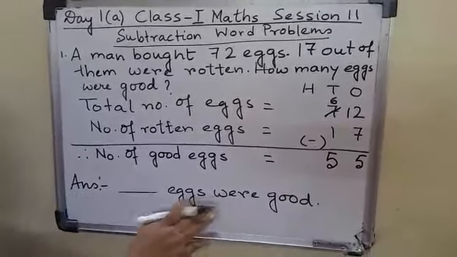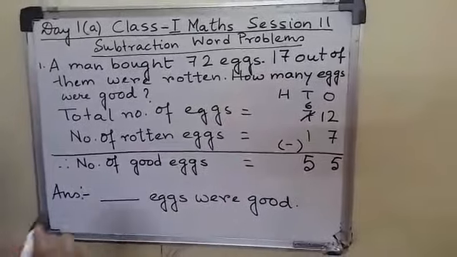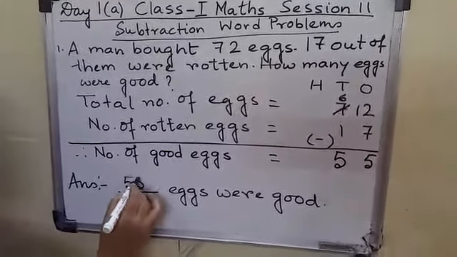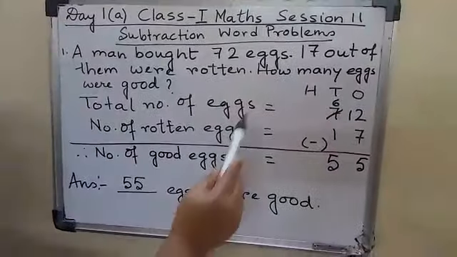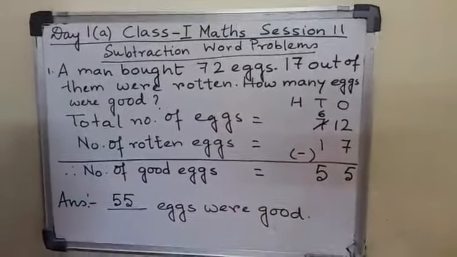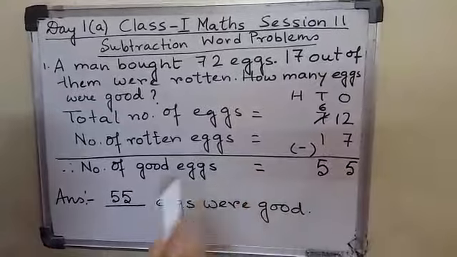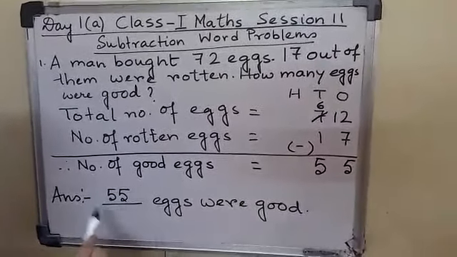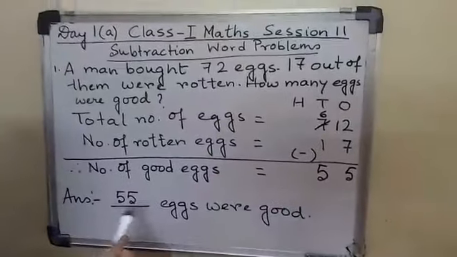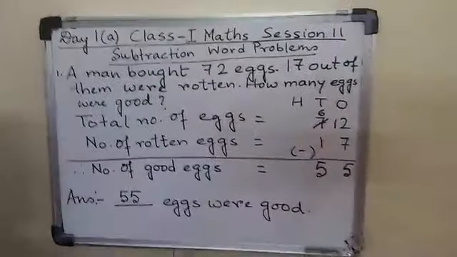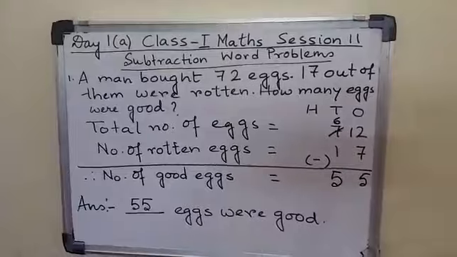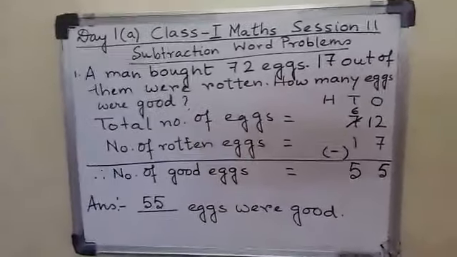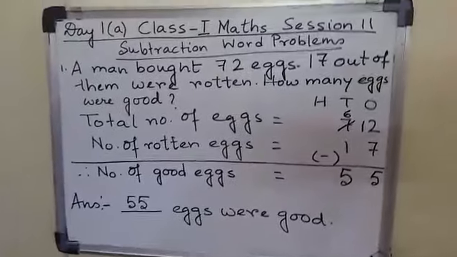Answer will be given in this pattern and you have to write down only the number in the blank space. Am I clear to you? Don't forget to write H T O on top. Don't forget to give this sign in the bracket, and don't forget to write down this answer in this form in number. Okay, children? Now we will move on to the second sum. I hope this sum is clear to all of you. So we move on to second sum.